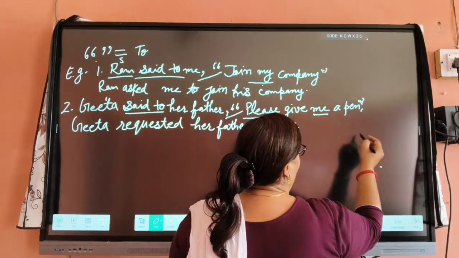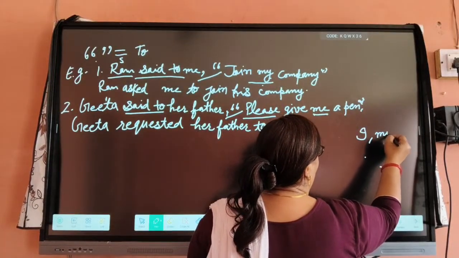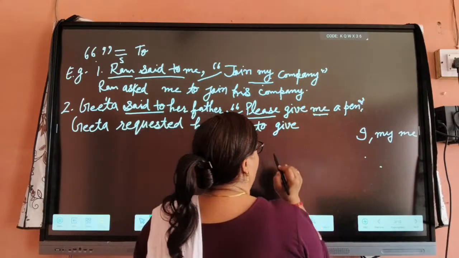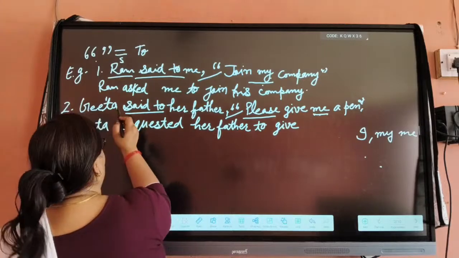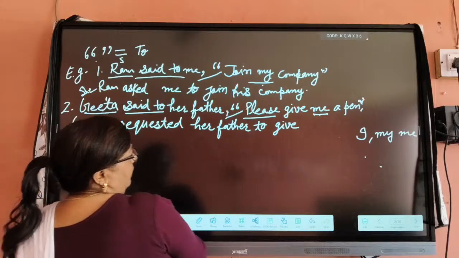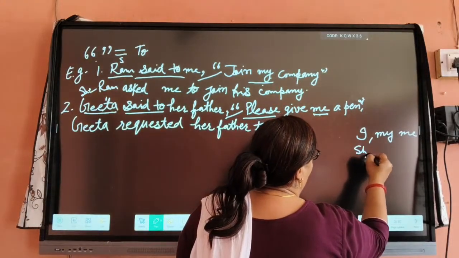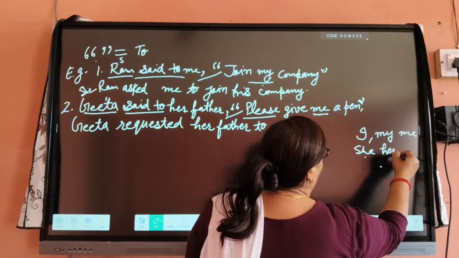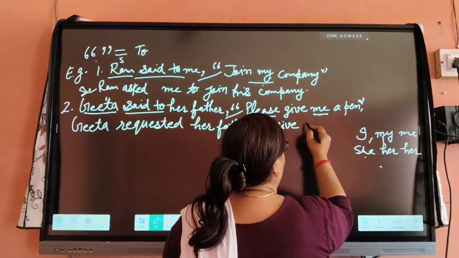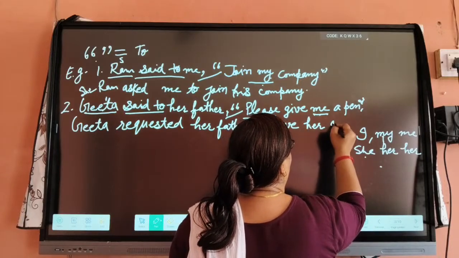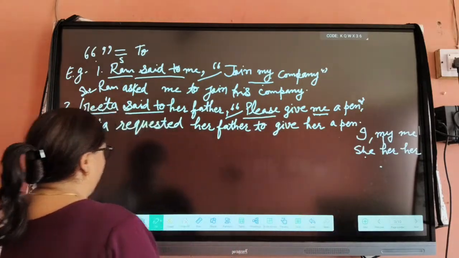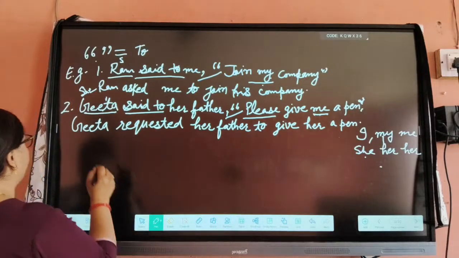Here is me. We will write I, my, and me. How will we change the person? Me is first person and we have to change according to our subject. Subject is Geeta. Geeta is she. And how will we change? We will write she, her, her. Now in place of my, we have to use her here: her a pen. Is it okay? Now we will see one more example.